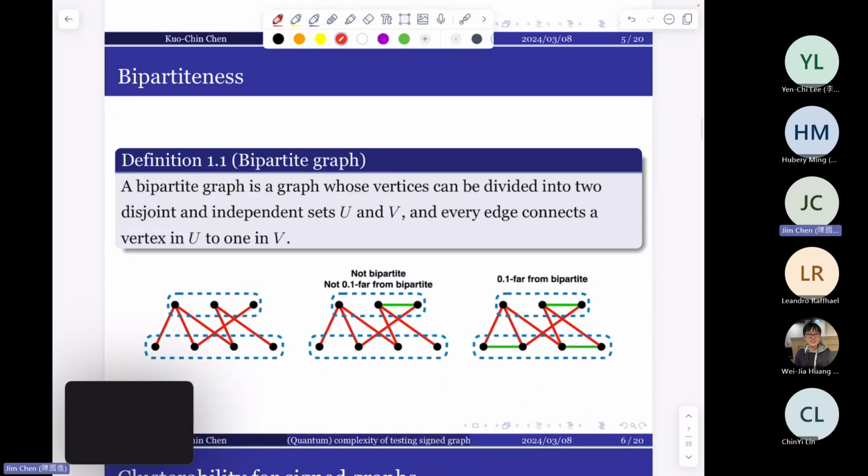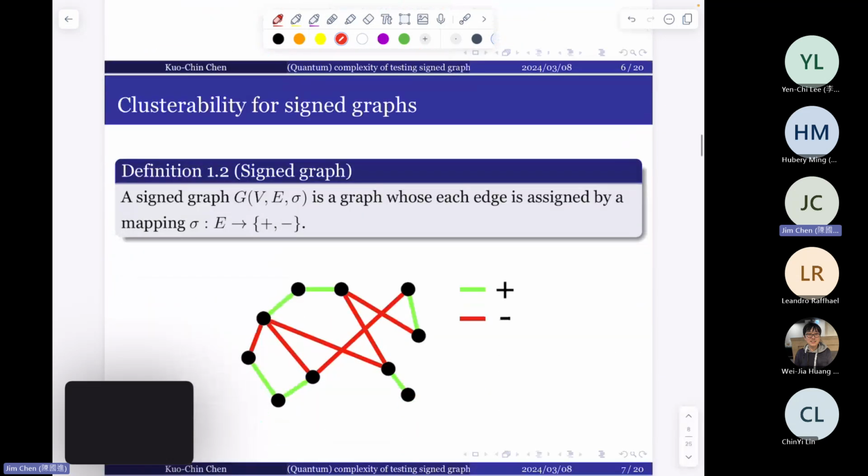Okay, so we have introduced what bipartiteness is, and actually we have an optimal classical algorithm to solve it, so by now bipartiteness is a closed question. So now we are more interested in clusterability for sign graphs. There are two words, one is clusterability and one is sign graph. So what is a sign graph?